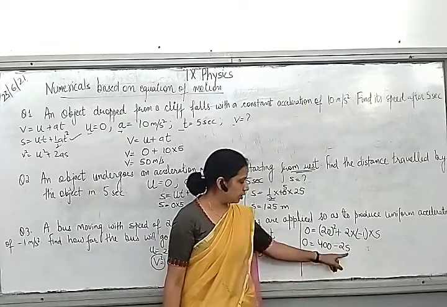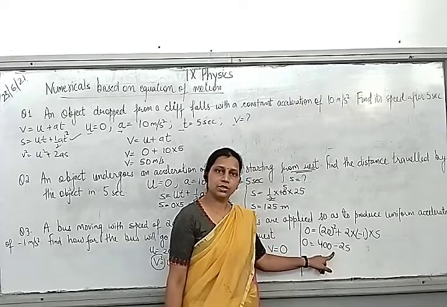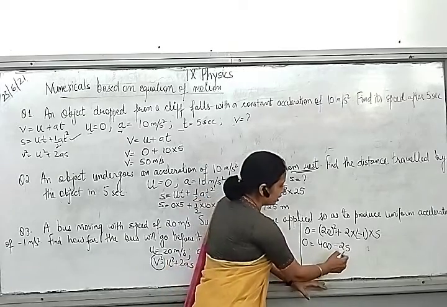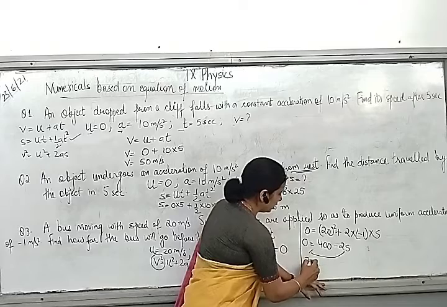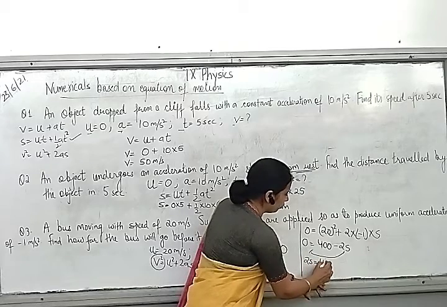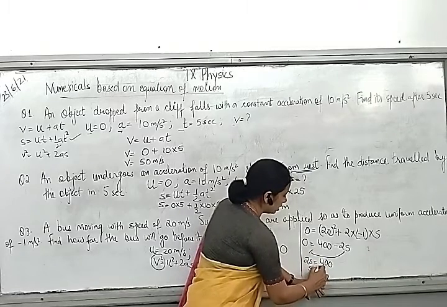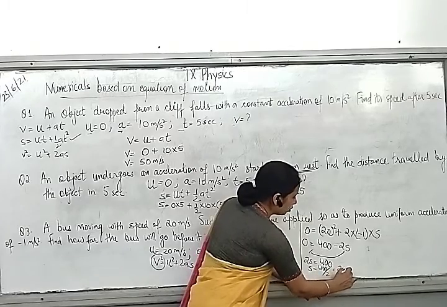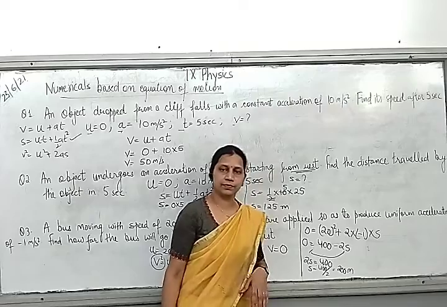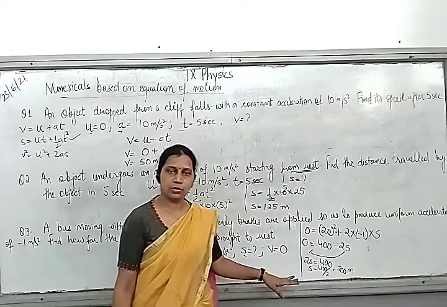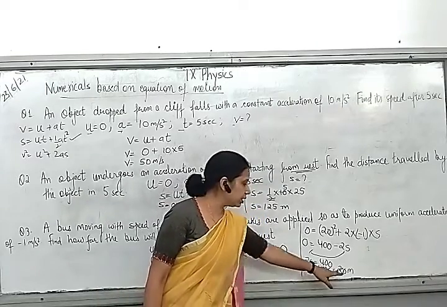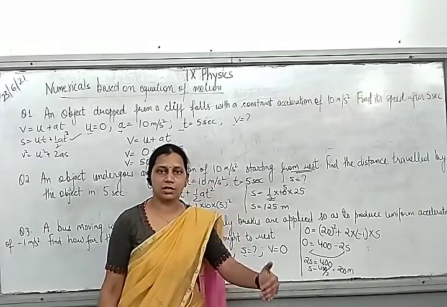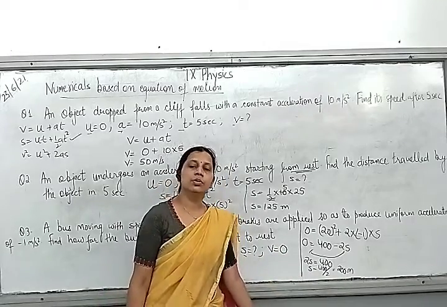And what is this? It's like a linear equation. So I will take this variable to this side. So 2S, and it becomes positive, equal to 400. So S is 400 divided by 2. That will give you 200 meter. Okay. So your distance covered is 200 meter before it is brought to rest.